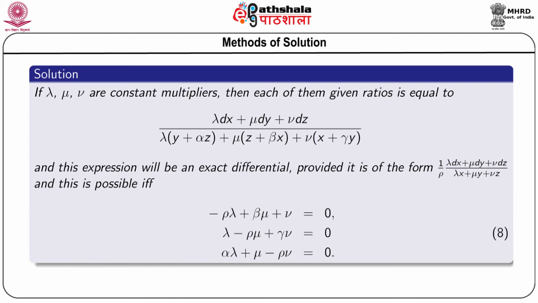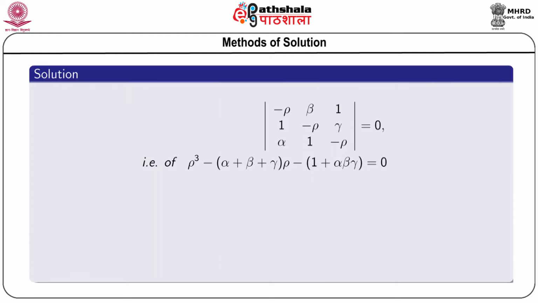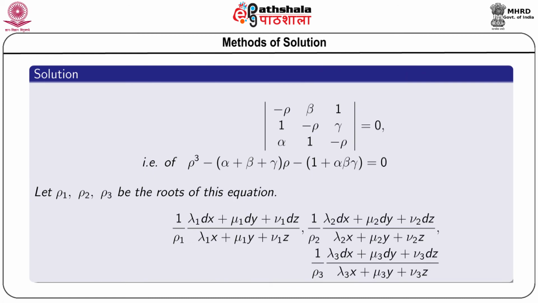Now, to find the non-zero values of lambda, mu, nu, we have the condition that the determinant of this matrix must be equal to 0. That will give a cubic equation in rho, where the coefficients are written in terms of alpha, beta, gamma, and solving this equation we will get 3 values of rho. Let us suppose that those 3 roots are rho 1, rho 2 and rho 3.